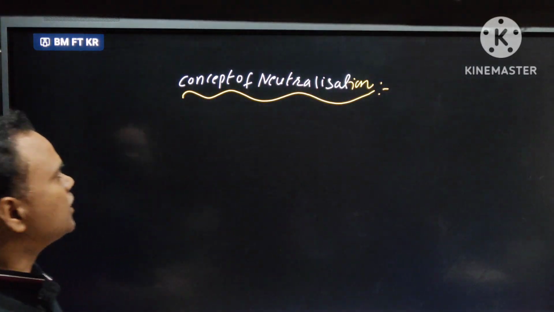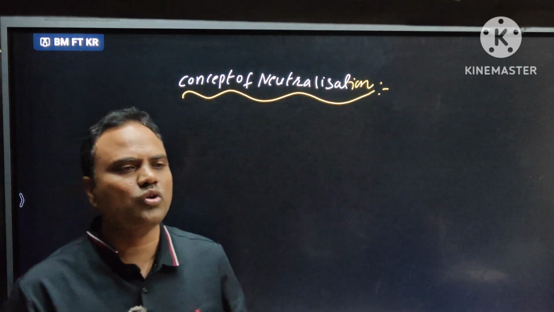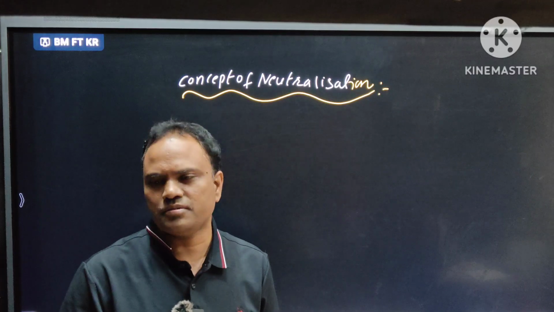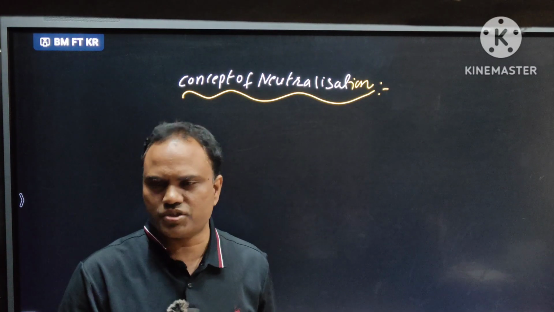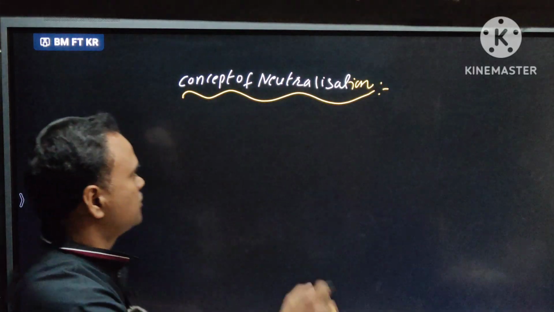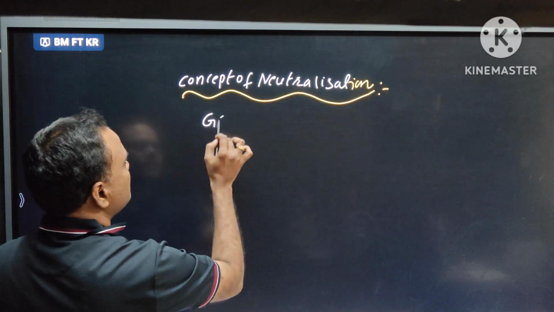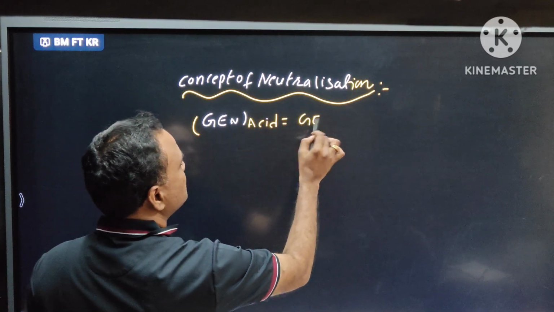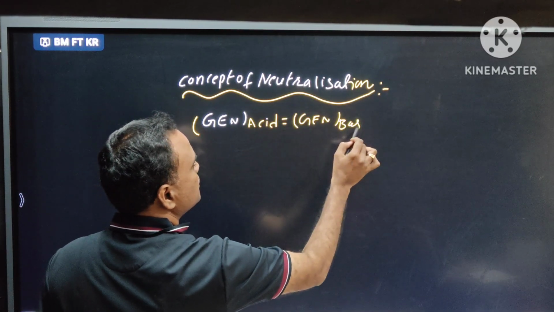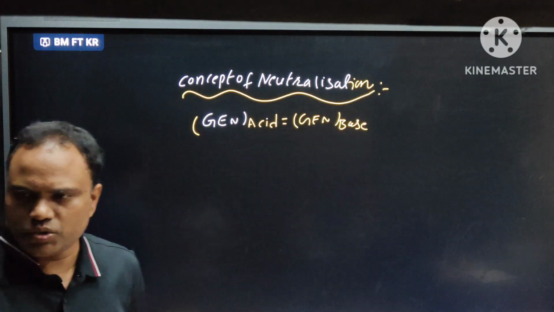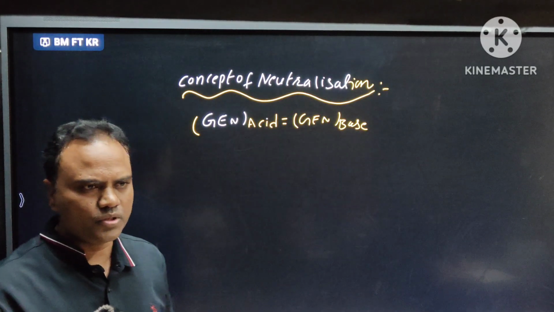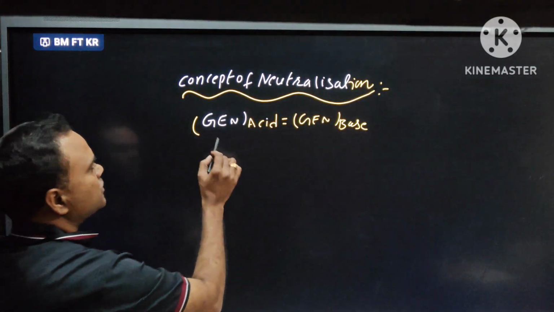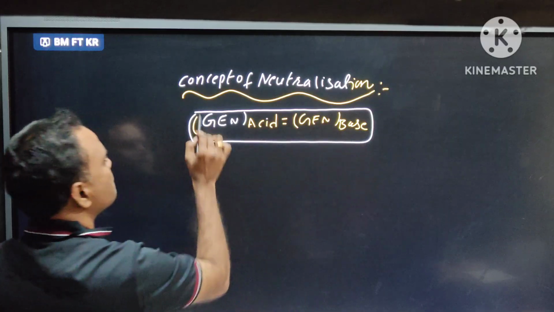Let us see the condition. When you get the wording "how much amount of acid is required to neutralize base", then use this neutralization condition. See the condition: gram equivalents of acid is equal to gram equivalents of base. This is the condition of neutralization. During numericals, if you observe this condition, immediately use this relation: Gn of acid is equal to Gn of base.